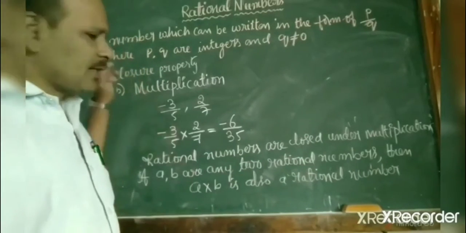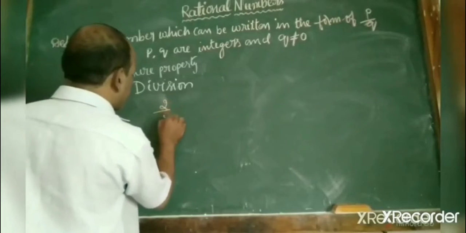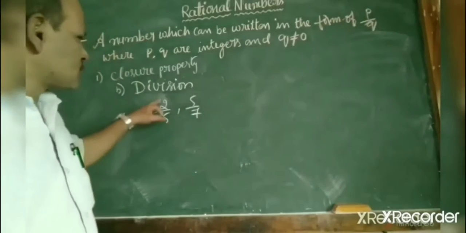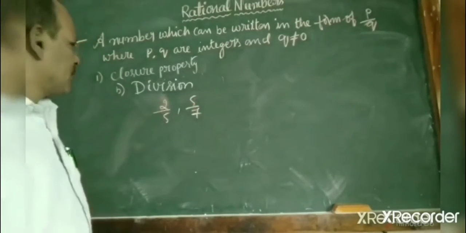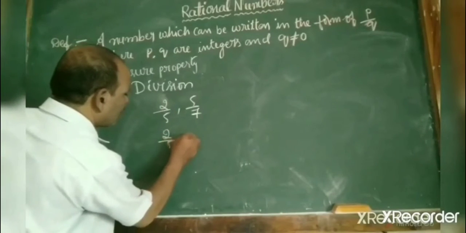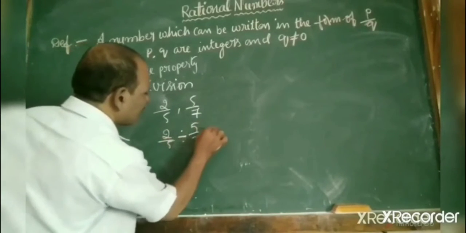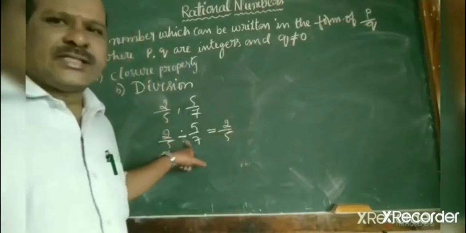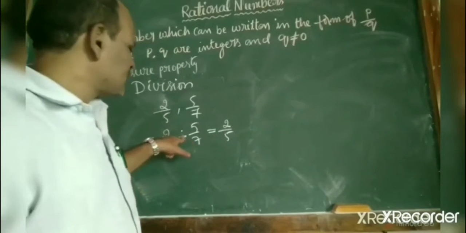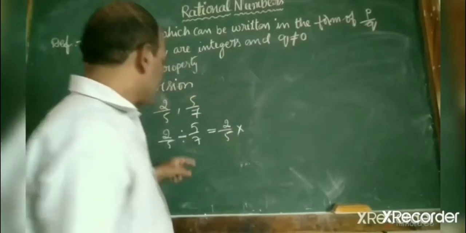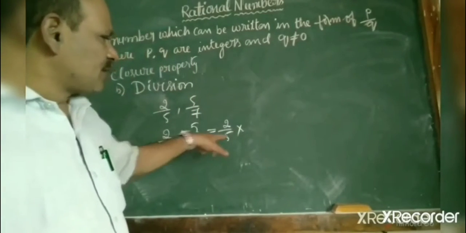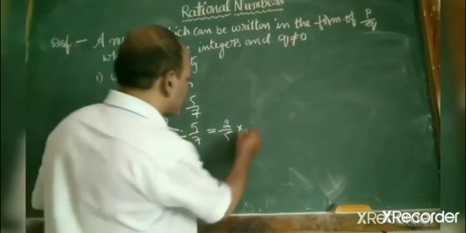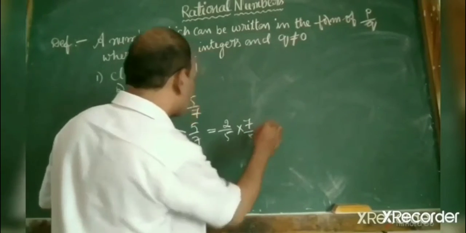Now let us go for division. I am taking two rational numbers, 2 by 5 and 5 by 7. 2 by 5 divided by 5 by 7 is equal to 2 by 5. I am changing this division symbol into a multiplication symbol. After changing the division symbol into multiplication, the next fraction will become its reciprocal. That is, 5 by 7 will become 7 by 5.